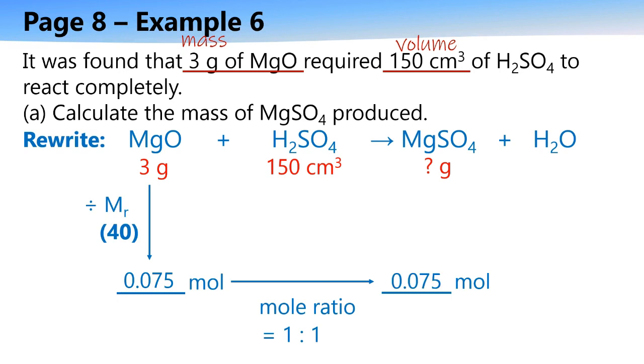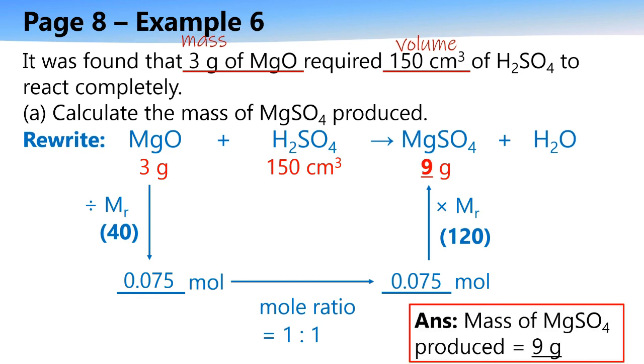And from moles, how do I get mass? Same thing, I multiply by mR, this time the mR of magnesium sulfate, which I calculate to be 120. So the mass of magnesium sulfate produced would be 9 grams. So that's the answer for part A.